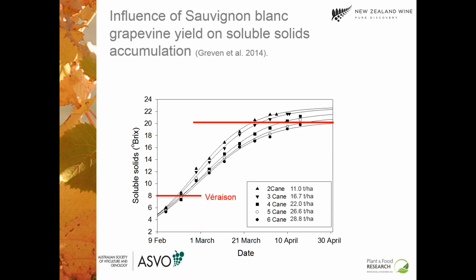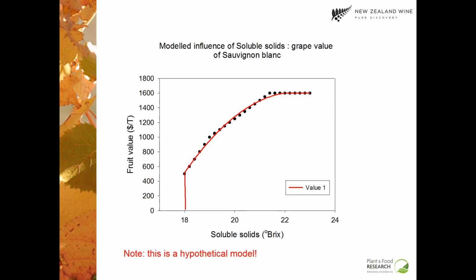We can start to have a little bit of a play with this if we start to put some financials to the data. Here's a hypothetical model, and please, it is a hypothetical model. Don't go away and say this is what New Zealand is paying for Sauvignon Blanc or anything else. But it's a sort of model that anybody can use, and it basically indicates the influence that yield has on returns to the grower. So we start off: fruit that's less than 18 brix is worth nothing. At 18 brix, it's worth $500 a ton. And the fruit value increases up to 21 brix and sits there at $1,600 a ton.